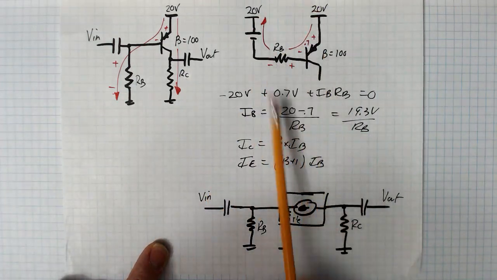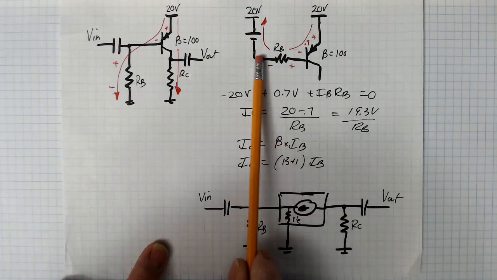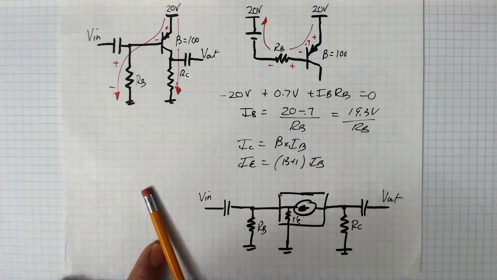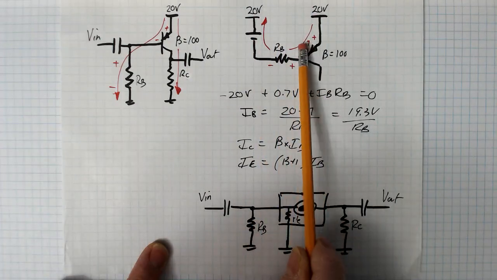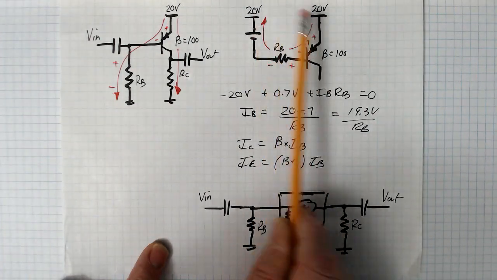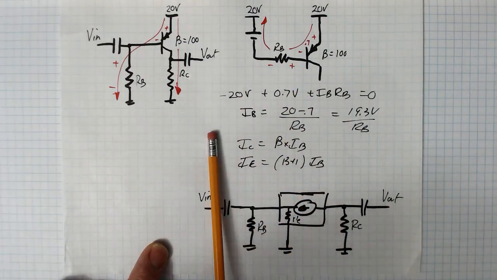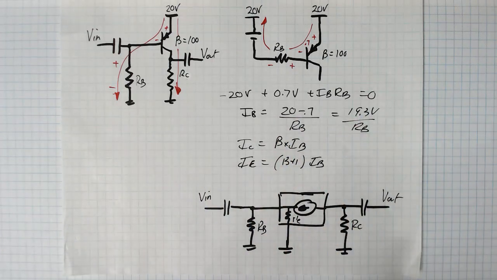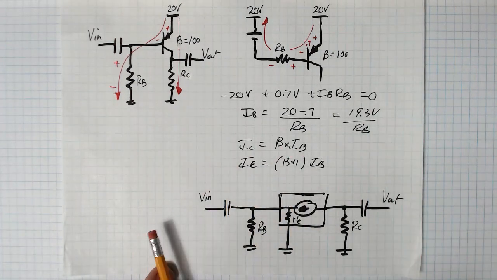So if I look at this loop, if I start right here on the loop and go this way around the loop, it would be minus 20 plus 0.7 plus IBRB equals 0. I rearrange this equation to get IB on one side, and what I'm left with is 20 minus 0.7 over RB, which is 19.3 over RB. The collector current is found the same way, as is the emitter current.